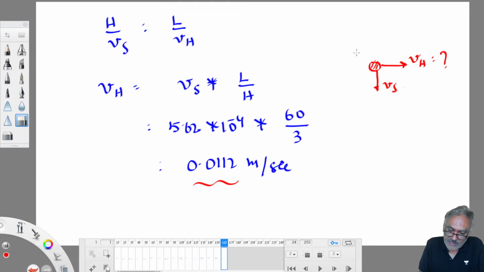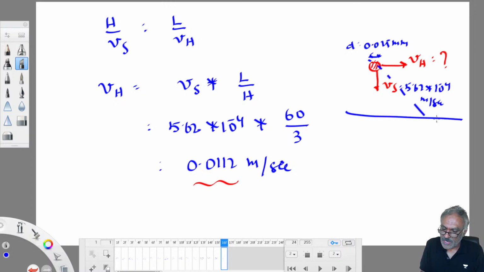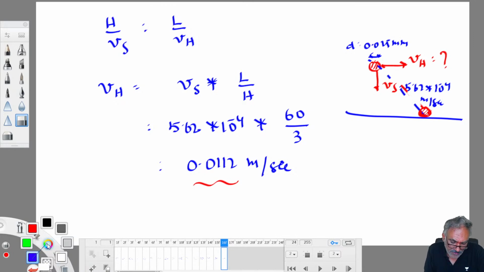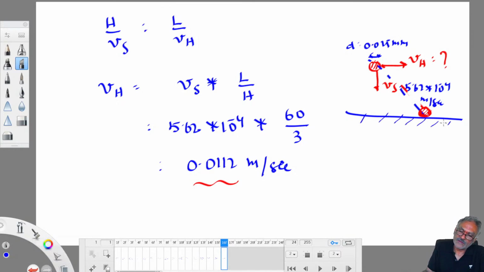This is a 0.025 mm size particle, so the particle diameter is 0.025 mm. Right? What is the flow velocity to be maintained? This particle has settling velocity Vs. We got this as 5.60 into 10 power minus 4 meters per second. Then what is that VH, so that this particle can be brought to the bottom of the sedimentation tank? We have to maintain this trajectory. To maintain this trajectory, what is the flow velocity to be maintained? That's what we need to work out. Understood now? This particle has to come to the bottom of the sedimentation tank to settle down.